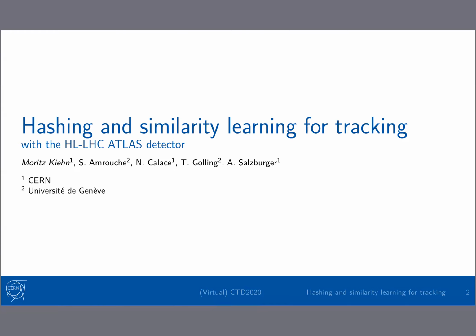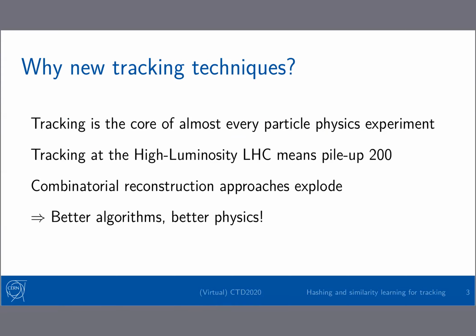Thank you. As mentioned, I'll be talking about hashing similarity learning for tracking, also with the ATLAS detector. First of all, why should we consider new tracking techniques? Tracking is at the core of almost every particle physics experiment. And in the high luminosity era, that means pileup 200, traditional combinatorial approaches are exploding exponentially. You can cope with that a bit by increasing cuts. But if you have better algorithms available, you could do better physics. So it's reasonable to look at tracking from a slightly different point of view.